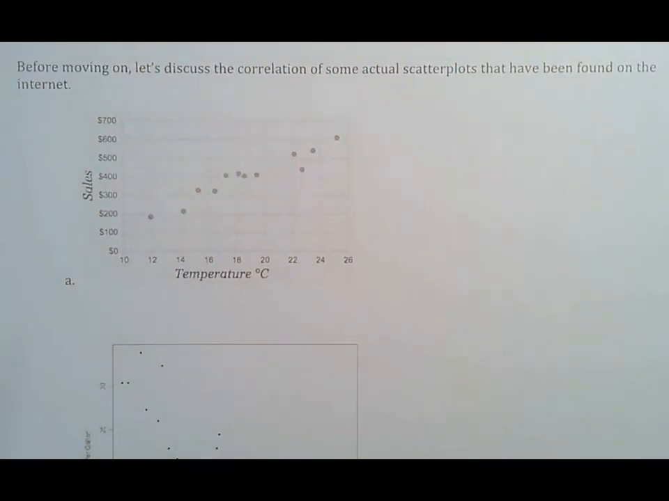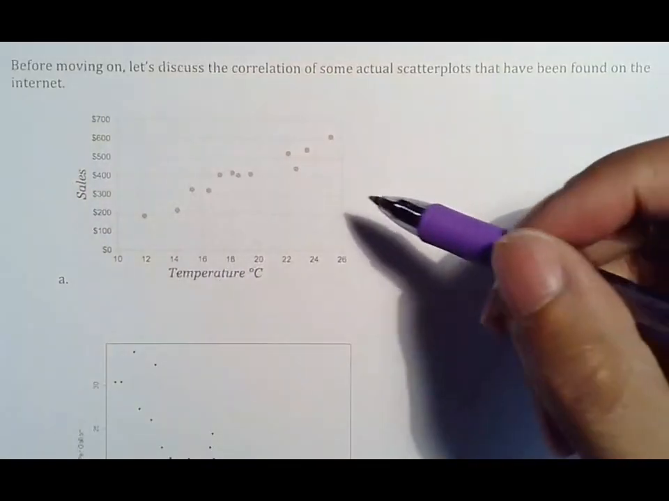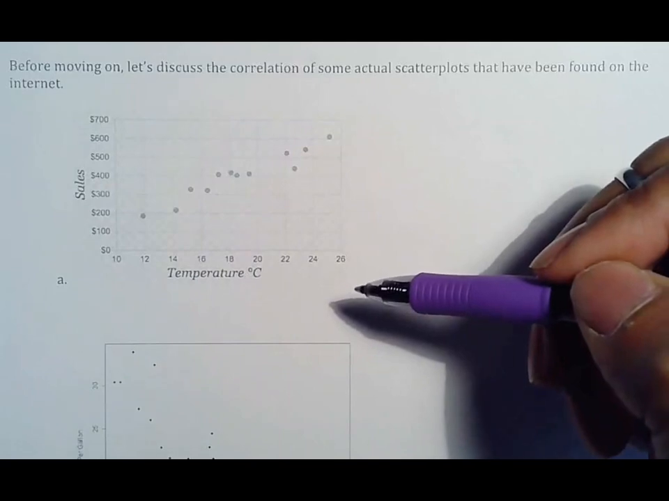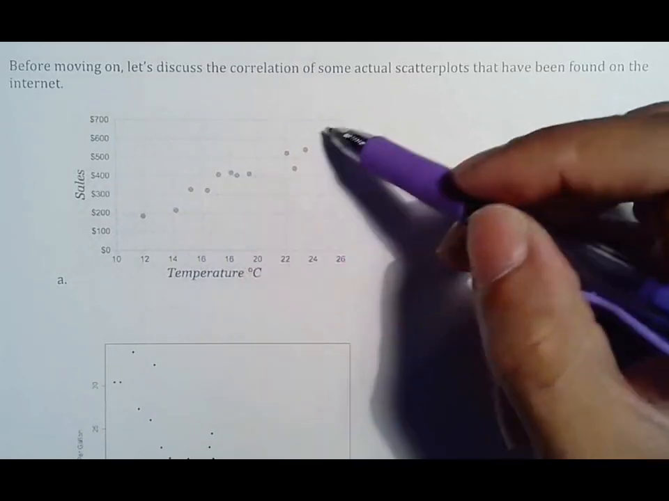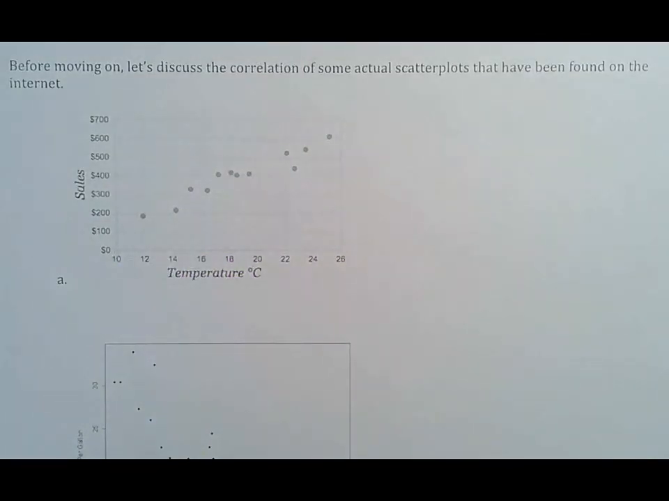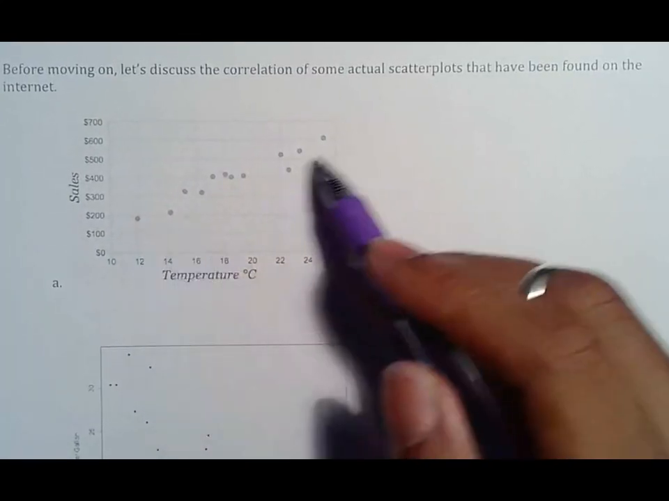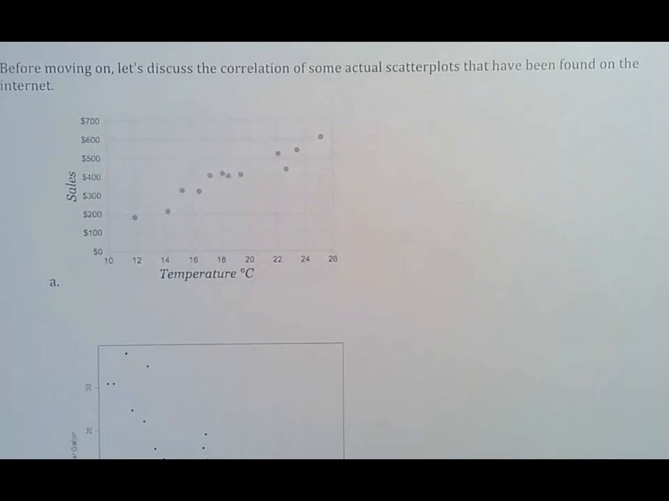But again, some actual scatter plots that have been found on the internet. For example, temperature and sales. As the temperature increases, sales increase. This might be like for ice cream, because of course the hotter it is, the more people want ice cream. I usually don't buy a lot of ice cream in the winter, but I would buy a lot of ice cream in the summer.